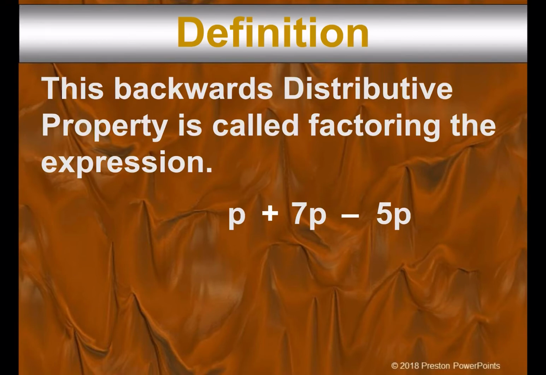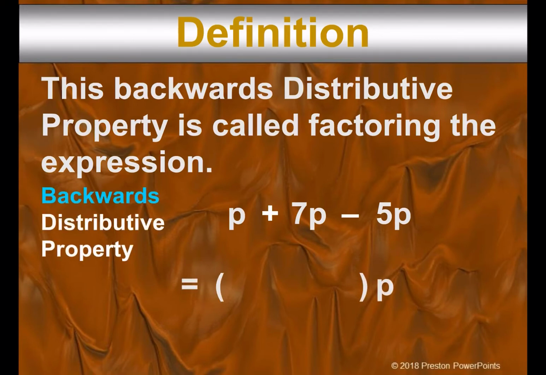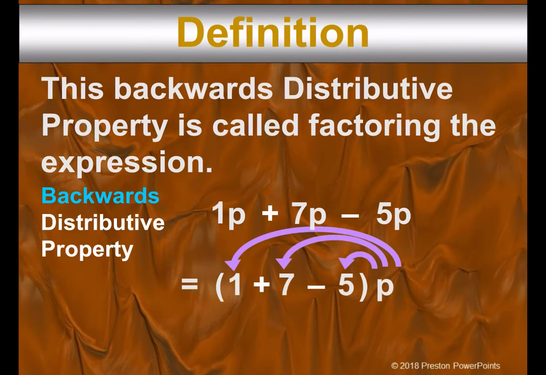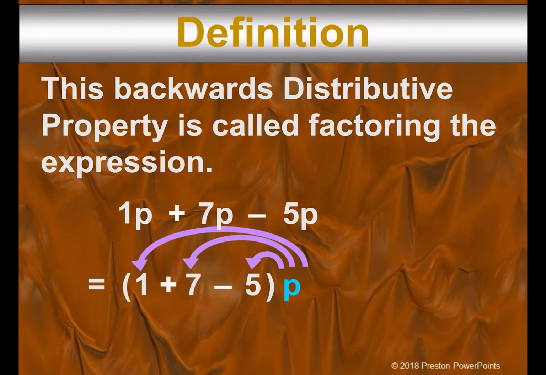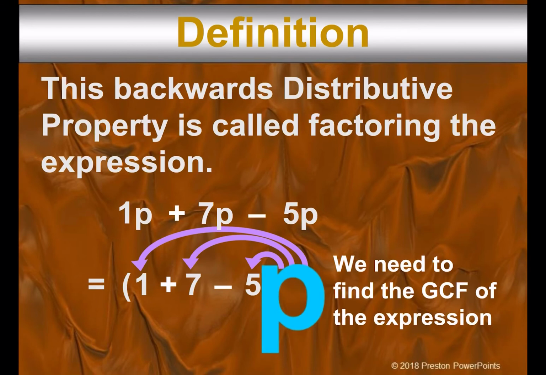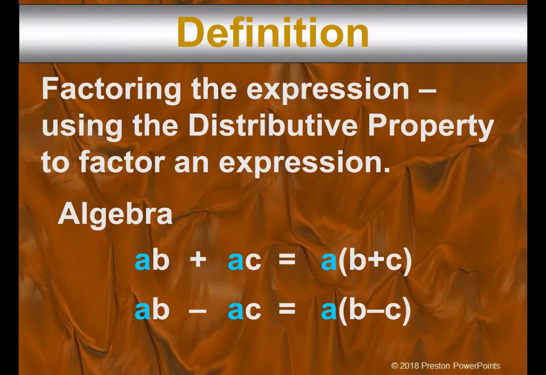So by definition, this backwards distributive property is called factoring the expression. So on here, if we take out the p, we want to see what's left. So we have 1p plus 7 subtract 5. The reason why it's called backwards is it's kind of the opposite of what we do when we distribute. If I distributed in, I'd have the 1 times the p, the 7 times the p, the negative 5 times the p. So then I can combine what's inside of the bracket. 1 plus 7 is 8, subtract 5 is 3. So that's where we get that 3p. So factoring the expression uses the distributive property to factor an expression in algebra.